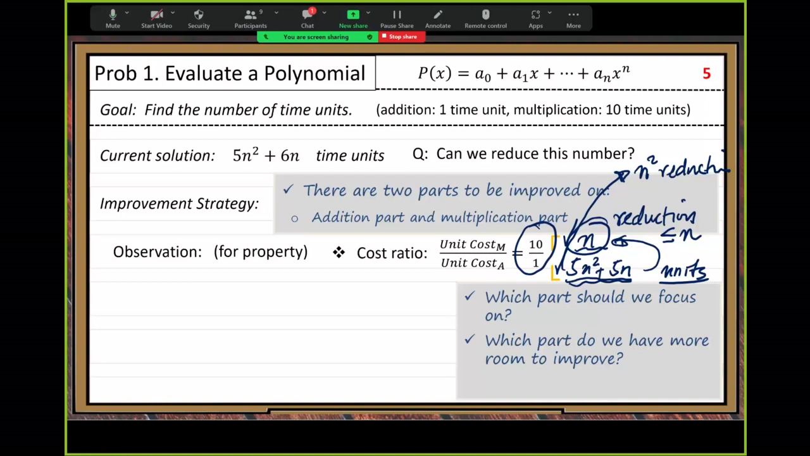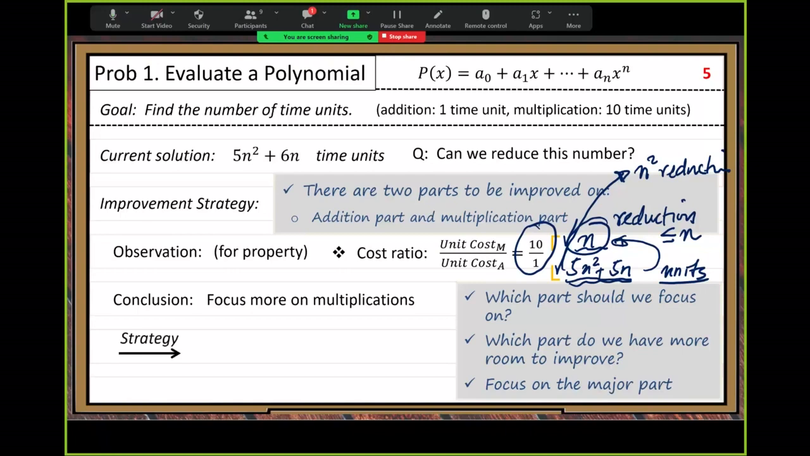Based on this observation, our conclusion is we should put our effort on the multiplication reduction part, not the addition reduction part. Our main focus is on multiplication reduction. Conclusion: focus more on multiplications. So here is the strategy.